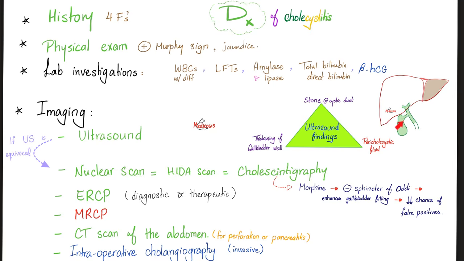Some of that tracer will go to the gallbladder, some of that tracer will go to the duodenum, and then to the stool. If the tracer is not going to the gallbladder, well, there is an obstruction here in the cystic duct. That's cholecystitis. What if the tracer material is not reaching the duodenum? Then the obstruction is here in the common bile duct. This is choledocholithiasis. For cholecystitis, that's about it. But what if it's choledocholithiasis or ascending cholangitis? Then it's time for ERCP, MRCP, etc.